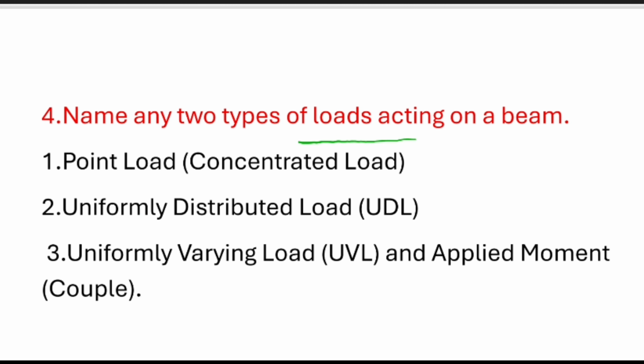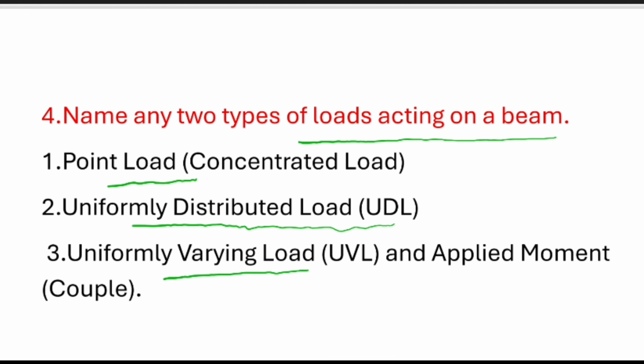Name any two types of load acting on a beam. Okay, so you can see point load, nothing but concentrated load, uniformly distributed load, that we call UDL in short form, uniformly varying load, that we call UVL, and applied moment or couple. These are the loads acting on a beam.